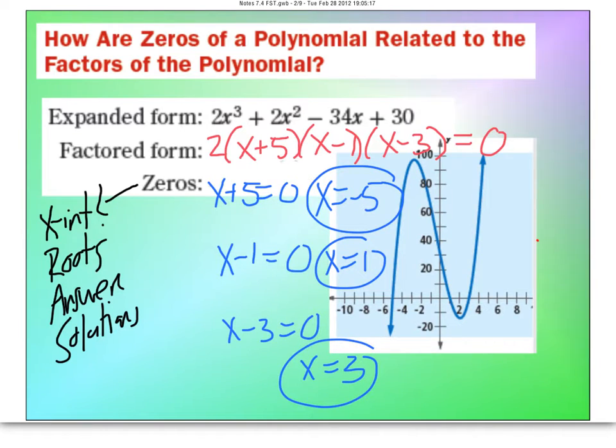Let's make the last connection here. Remember, we said another name for the zeros are the x-intercepts. Well, if you look at this graph right here, I put this into the graphing calculator, and here's what it looks like. Notice where the x-intercepts happen. They happen at -5, 1, and 3. So what we can get from here is that the x-intercepts of a graph are the same as the zeros. The zeros from an equation come from their factors, and the factors come from the standard format of the polynomial.